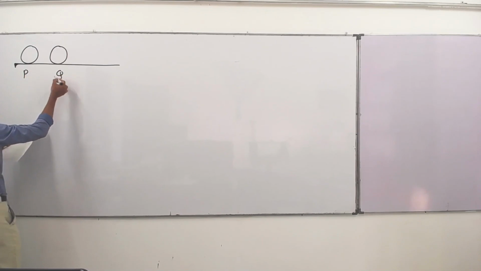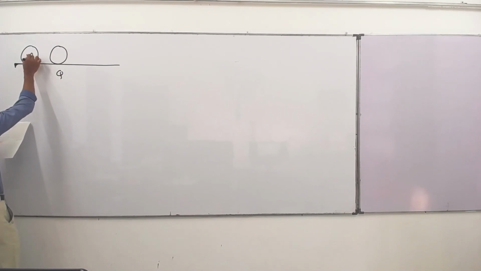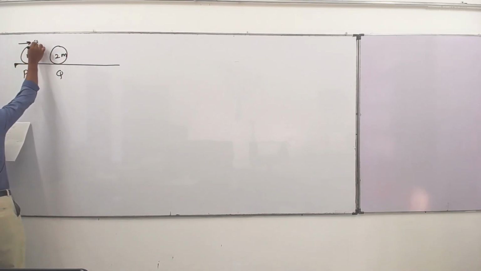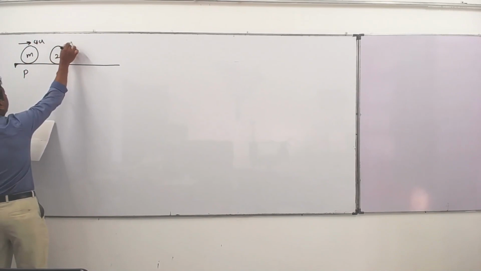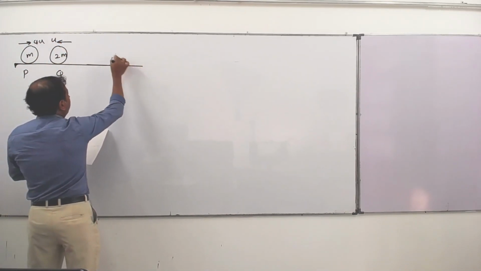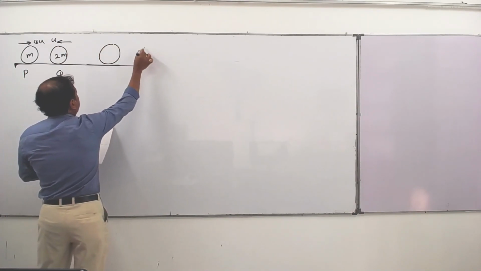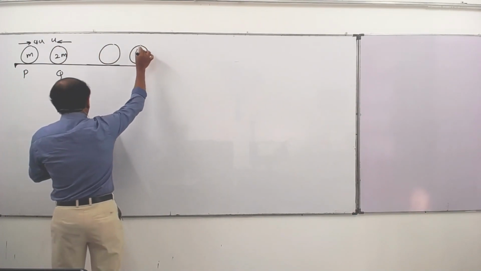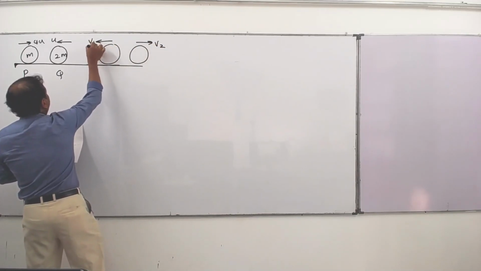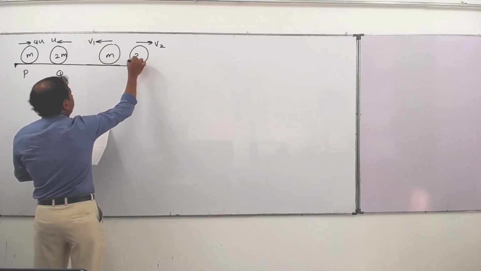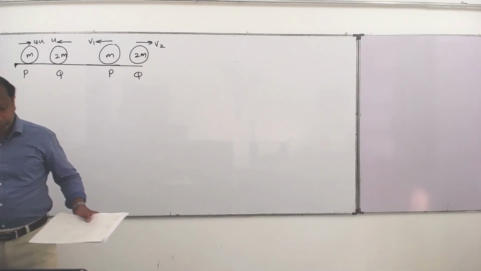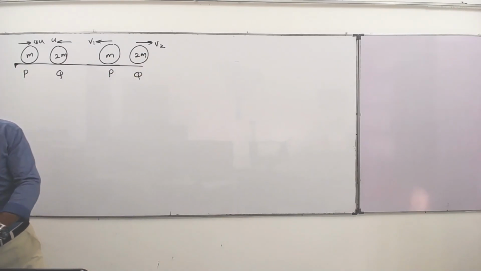P here, Q here, masses m and 2m. P moves with 4u, Q moves with u. After the collision, I'm taking P and Q to be moving in opposite directions: this way V2, this way V1, with masses m and 2m for P and Q. Right? We take this direction as positive now.